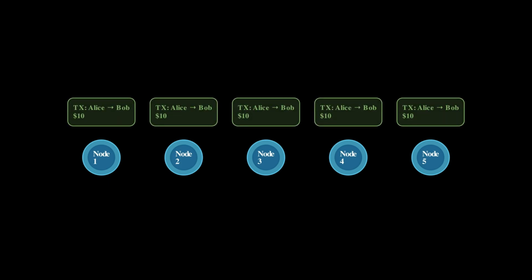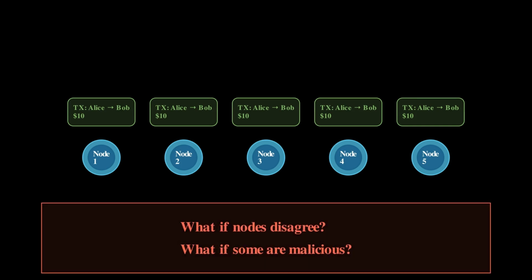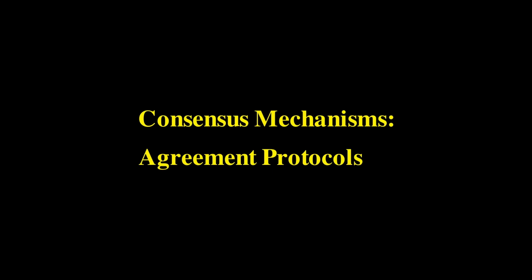Now, let's say Alice wants to send Bob 10 bucks. All five nodes see this exact same transaction request. In a centralized system like your bank, one computer would just process it and that's it. But here, what if these nodes disagree about whether Alice has the money? What if some nodes are offline? And what if some are malicious and trying to double spend Alice's money? What if network delays mean some nodes get different information at different times? Without a referee, without someone in charge, how do you prevent this chaos? This is the consensus problem in a nutshell, getting independent parties to agree on a single version of truth.